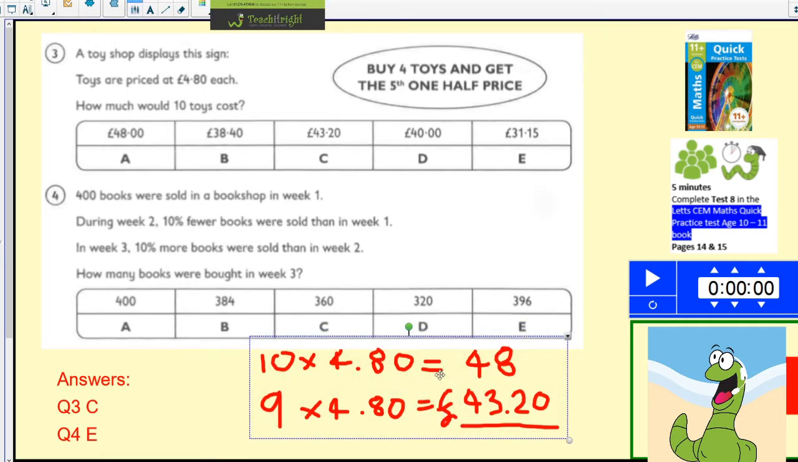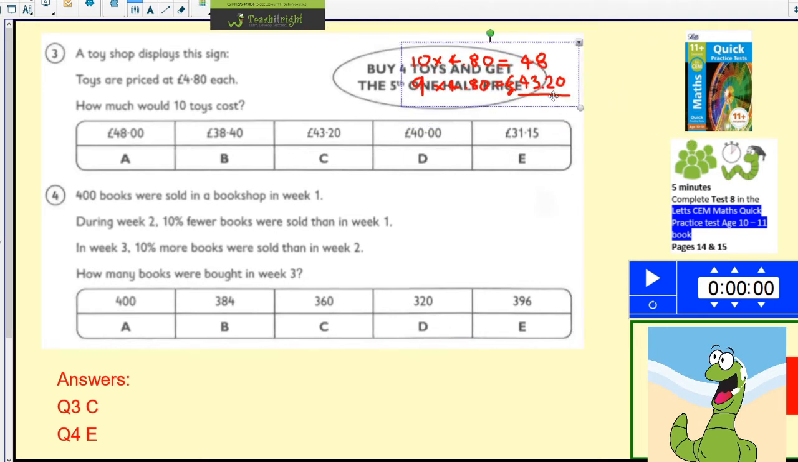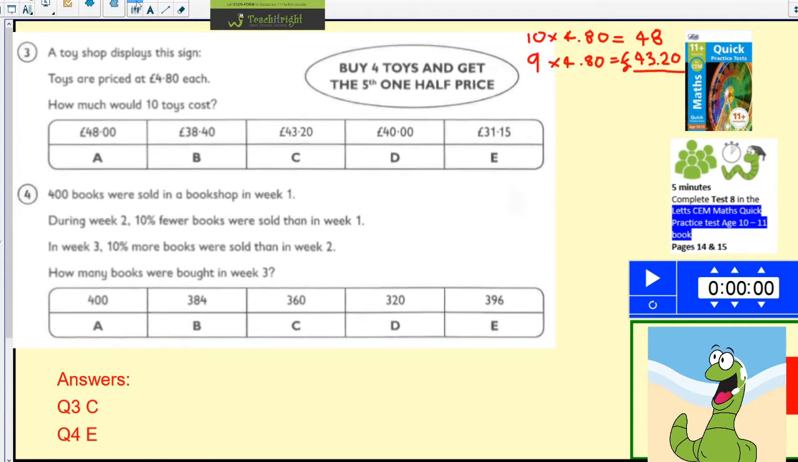So with this one, to speed myself up, I used a couple of things. I was interpreting the information that the question gave me, and then I was using some tricks to try and do some faster working out. I think that's quite important.